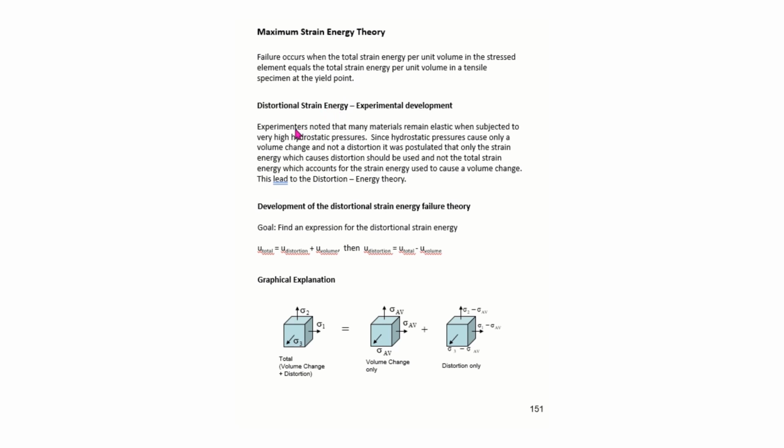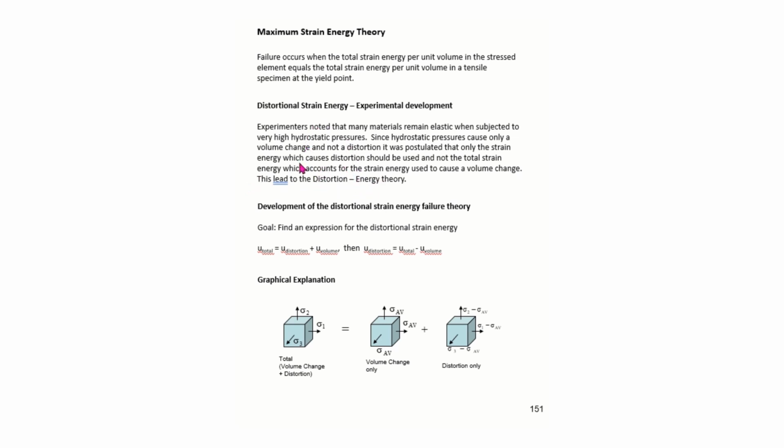Experimenters noticed that many materials remain elastic when subjected to very high hydrostatic pressures. Since hydrostatic pressures cause only a volume change and not a distortion, it was postulated that only the strain energy which causes distortion should be used, and not the total strain energy, which accounts for the strain energy used to cause a volume change. And that's why we call this the distortional energy theory.